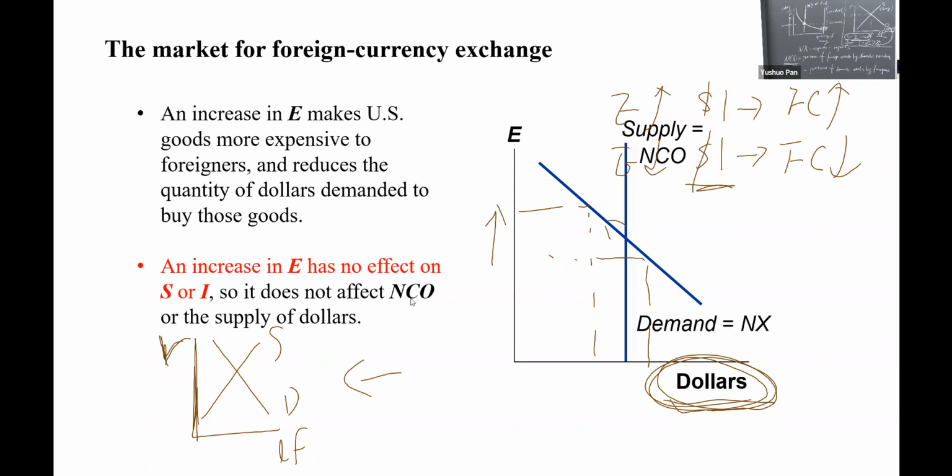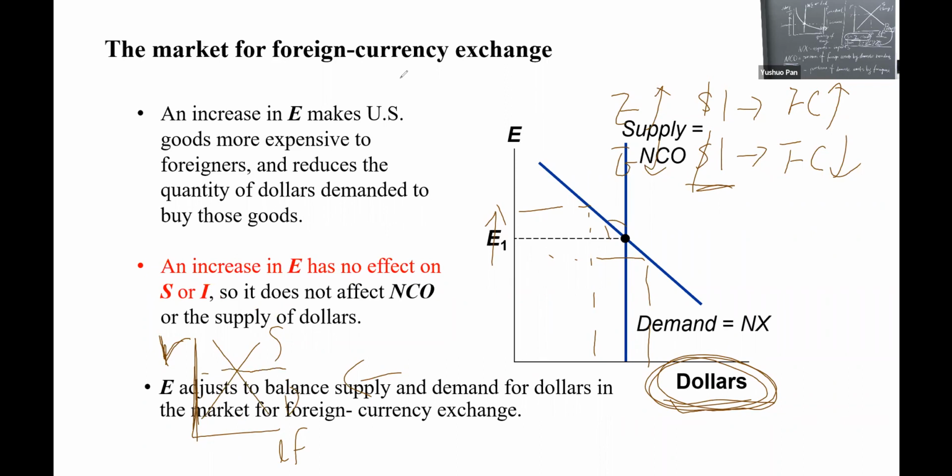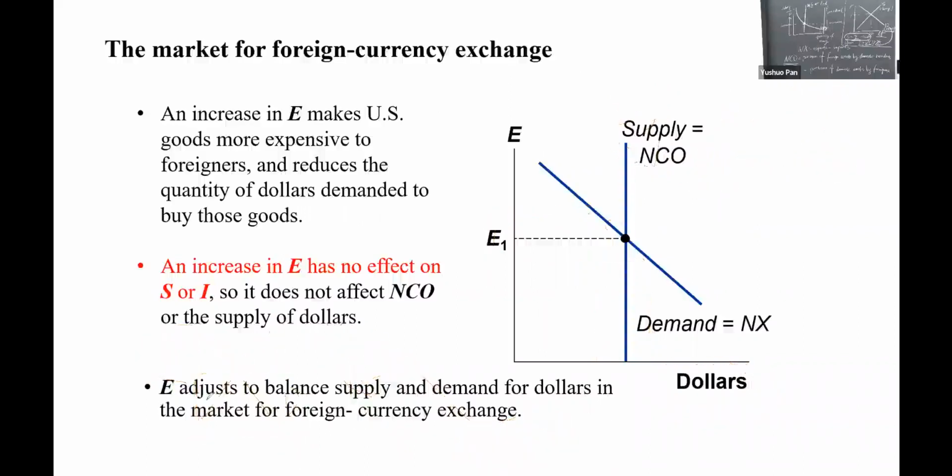So it doesn't affect the NCO. If R doesn't move, the relationship between R and the NCO doesn't change either. So the NCO will be constant. If R doesn't change, then NCO will not change. In that case, the supply of NCO will always be vertical. So E adjusts to balance the supply and demand for dollars in the market for foreign currency exchange.